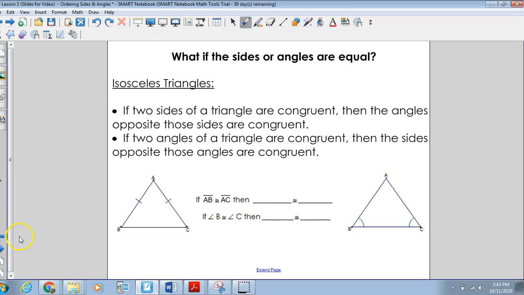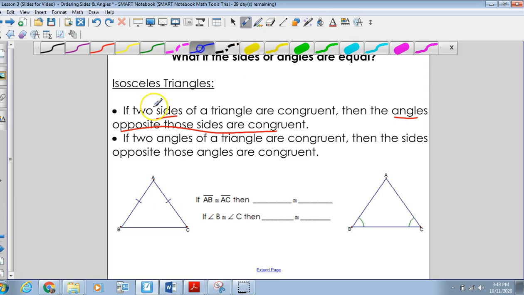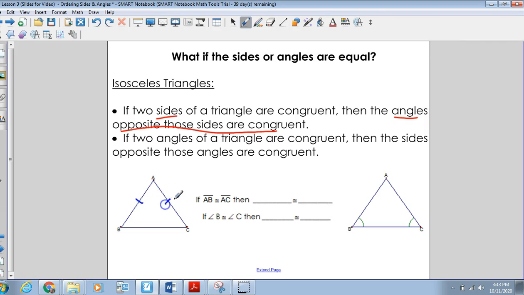But what about an isosceles triangle? Well, if two sides of a triangle are congruent, then the angles opposite those sides are also congruent. So let's look at this example down here. We have these two little marks right here on our triangle. This mark and this mark indicate that these two sides are congruent. AB is congruent to AC. Then we also know that the angles opposite those sides are congruent. So this one over here, angle C and angle B are congruent to each other.